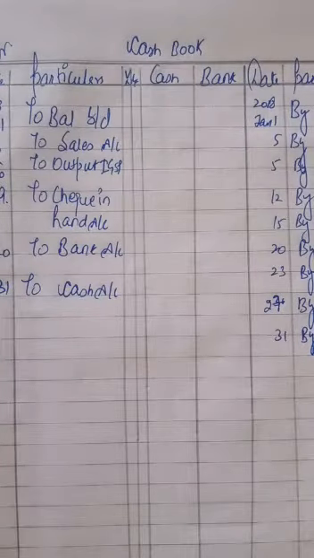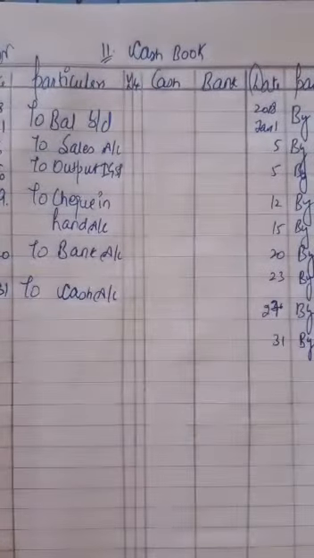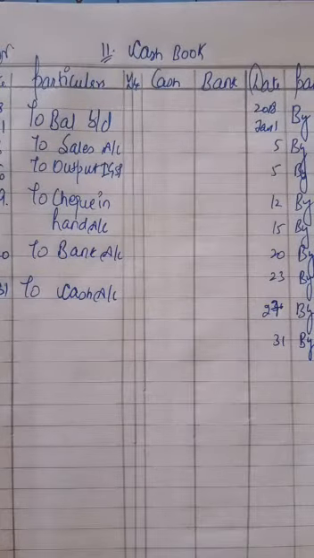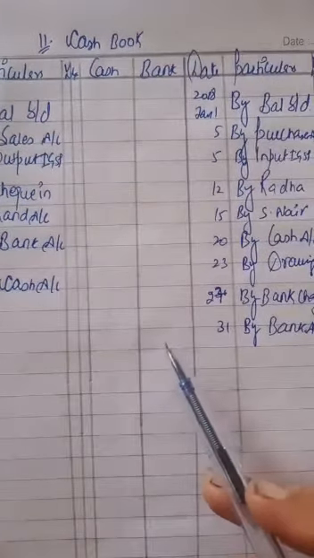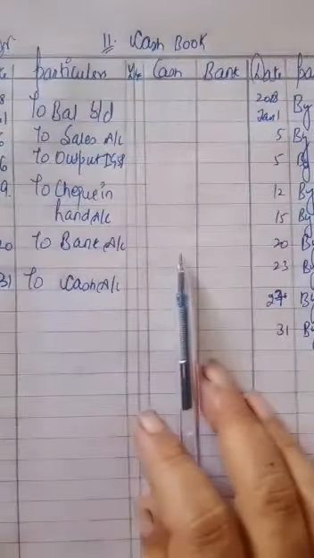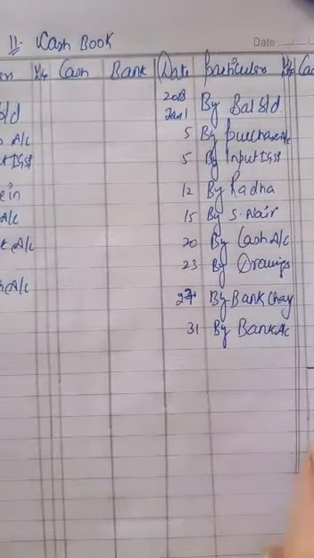Hello everyone. For grade 11th accountancy, the chapter is going on cash book, and today we are going to do illustration number 11. Enter the following transactions in cash book with cash and bank column. This is two column cash book, cash column and bank column on debit side. For all the receipts we will record on debit side, and all the payments we will record on credit side.